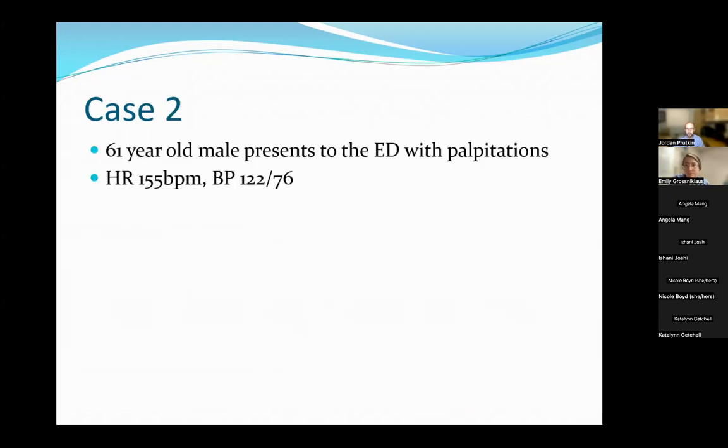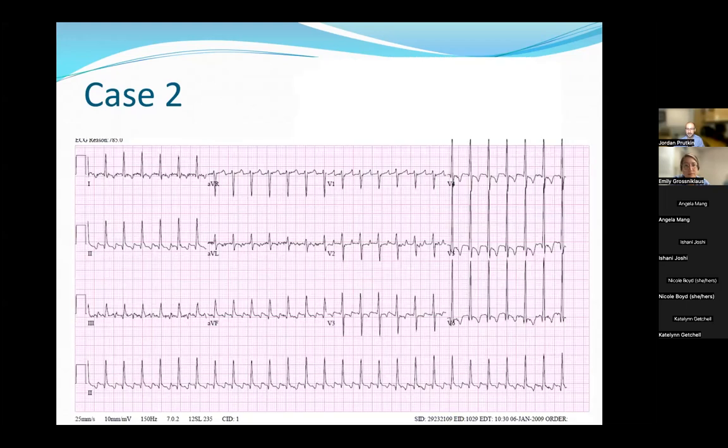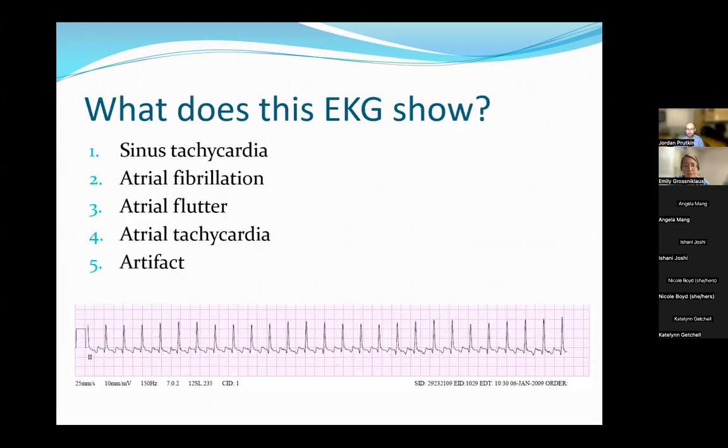All right, let's do case 2. So a 61-year-old male comes to the ER with palpitations. Heart rate is 155. Blood pressure is normal. And this is his EKG. So I'll give you a sec to look at that, and then we're going to ask the question. Same thing: what's the rhythm? So what does this EKG show? Yep, it's working, Emily.